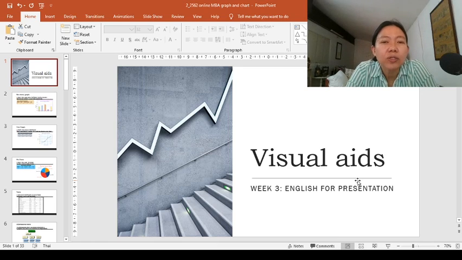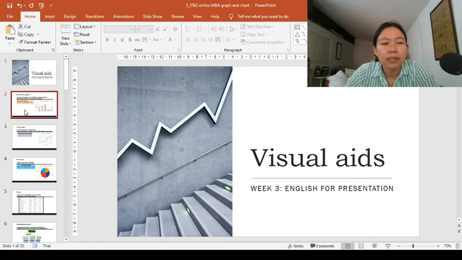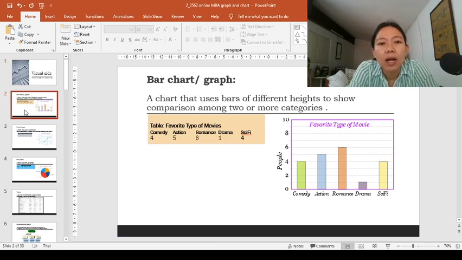So today I'm going to show you some of the commonly used visual aids that you can use in your research presentation. Let's start with the bar chart. A bar chart, or a bar graph, is a chart that uses bars of different height to show comparisons among two or more categories.